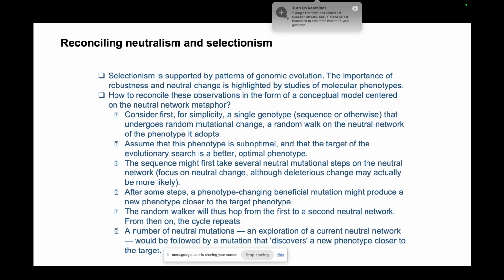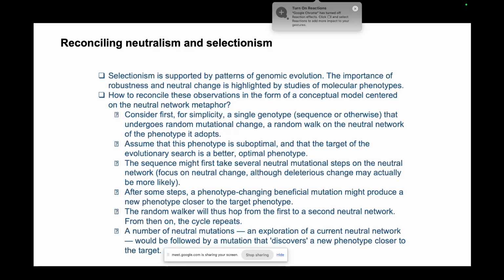So what is the relationship between this neutralism or robustness in terms of phenotype and selectionism in terms of evolution? Selectionism is supported by patterns of genomic evolution, and the importance of robustness and neutral change can be highlighted by molecular phenotypes.